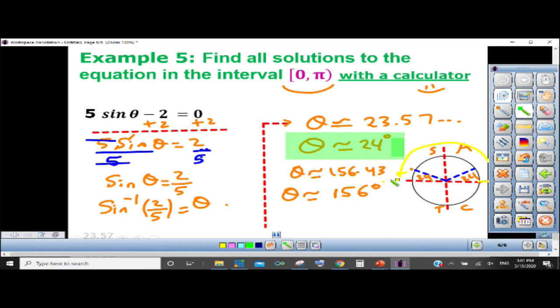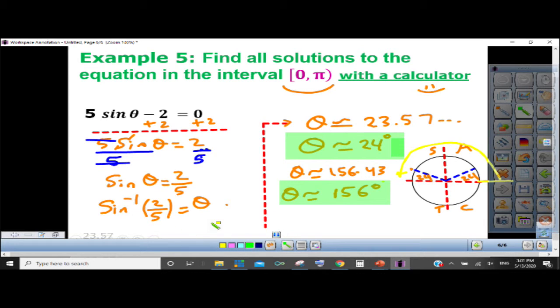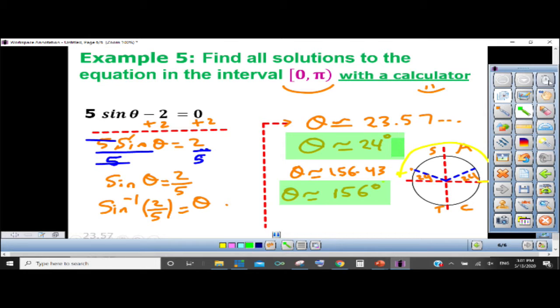So both of them are options, because both of them have a positive sign. You could tell this is positive here. In All Students Take Calculus, sine is positive. That's what you got. You have an angle that has a positive value in the first or the second quadrant in this case.